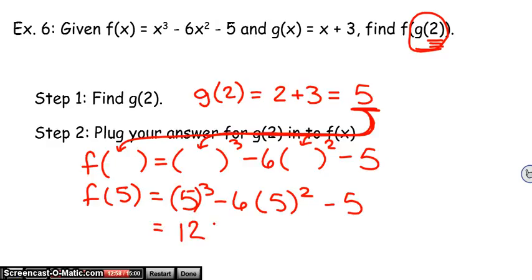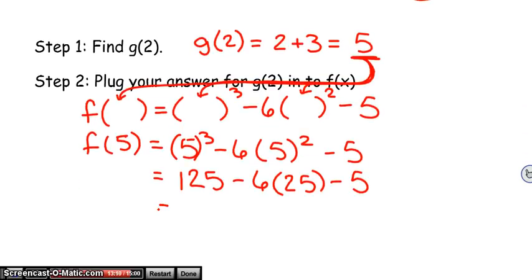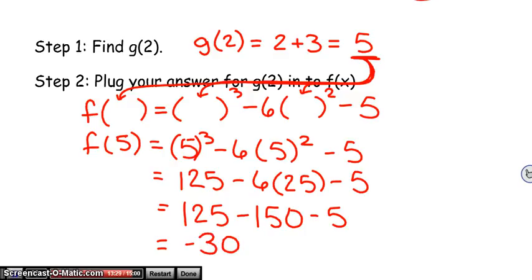5 cubed is 125. We need to follow the order of operations. 5 squared is 25. Okay, so I evaluated the exponents. Let's do the multiply step next. So 6 times 25 is 150. Think of it in quarters. If you have 6 quarters, you've got $1.50. And then 125 minus 150 is negative 25. Minus another 5 is negative 30. And so this is what f of g of 2 is going to be for its value. We're actually plugging in numbers this time.